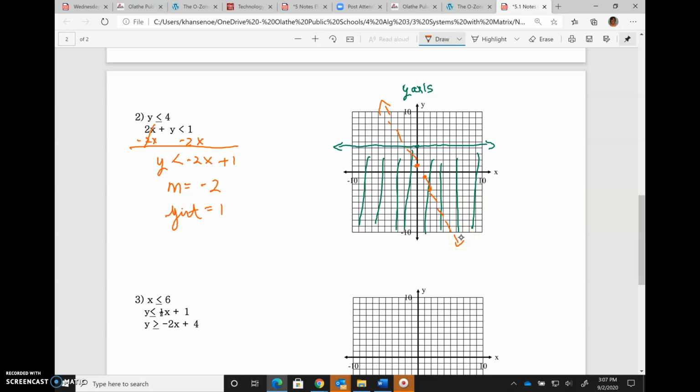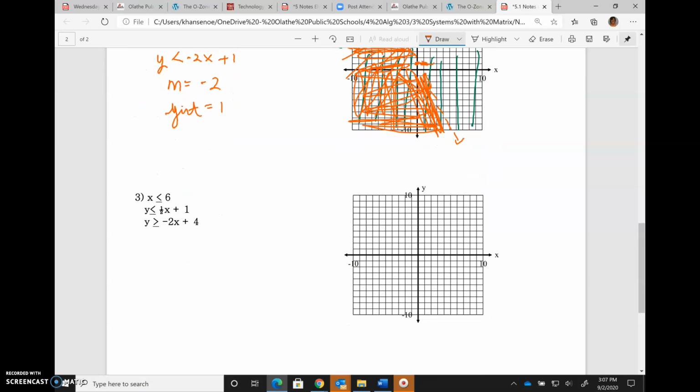And then less than. So less than. So I'm crossing the y-axis at 1. So where are all the numbers less than that on the y-axis? Going down. So I'm shading this way. So my answer is all in here. Okay? That was kind of messy, sorry.